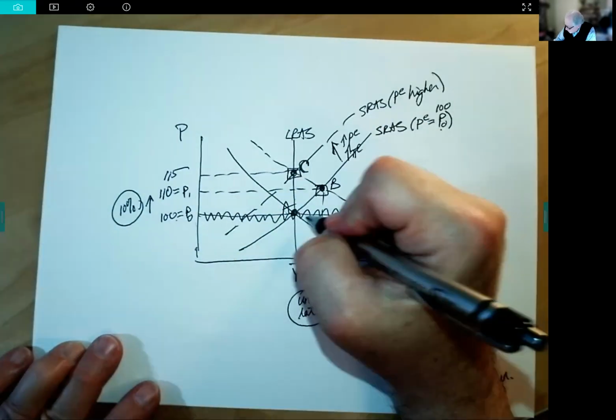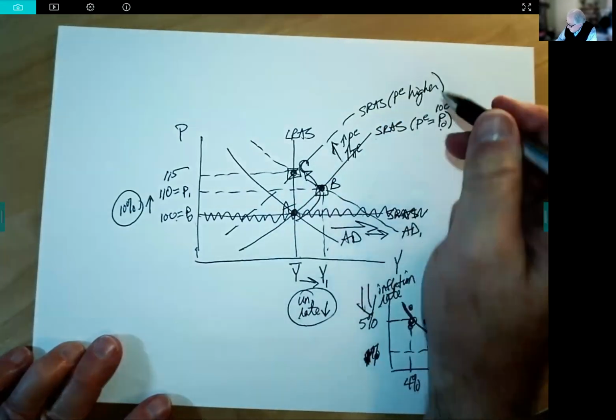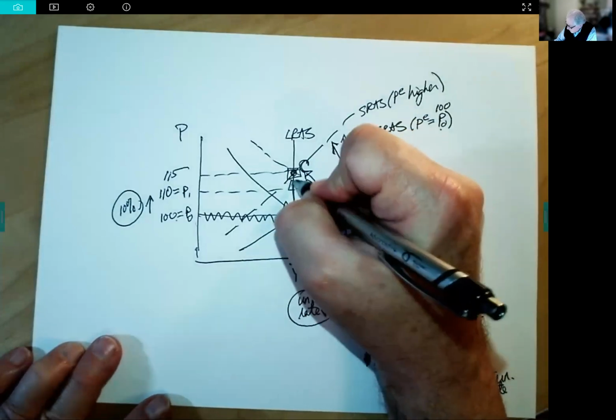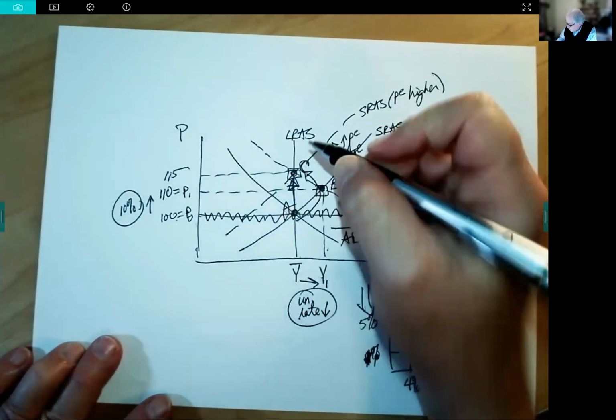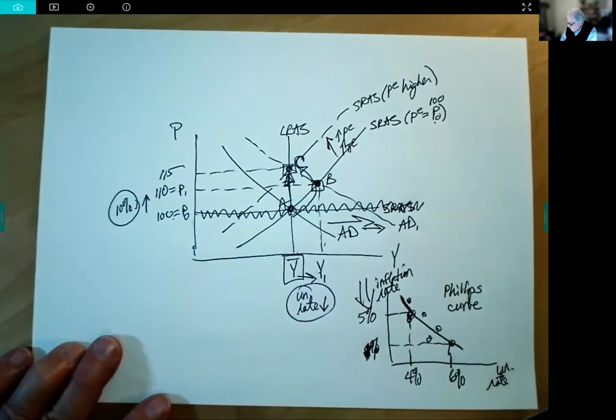So in the long run, after inflation expectations adjust, there isn't any more trade-off. All you get is higher inflation. You don't get lower unemployment. You're just back to potential GDP.